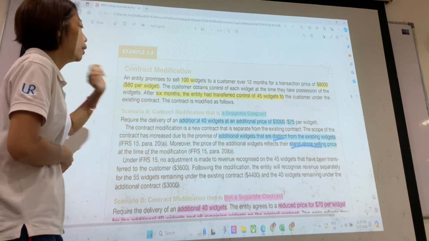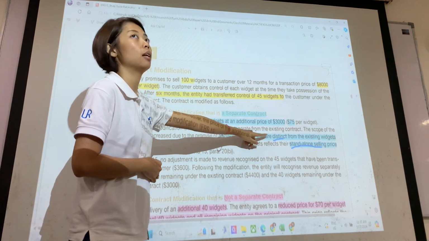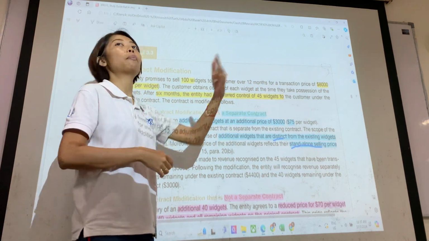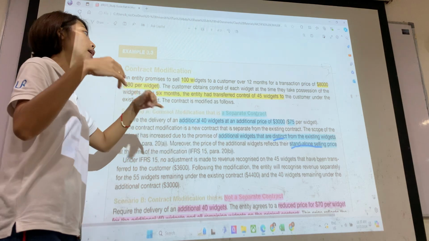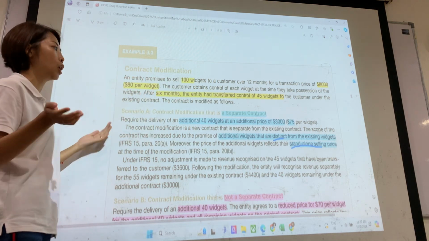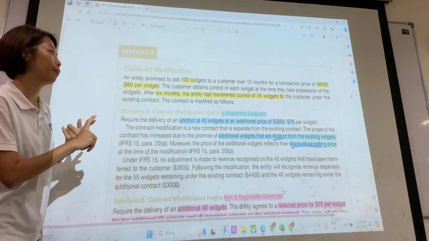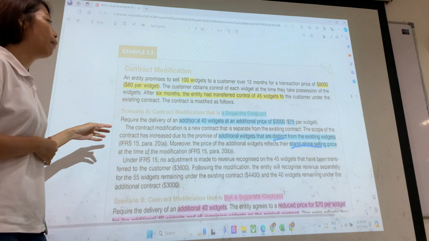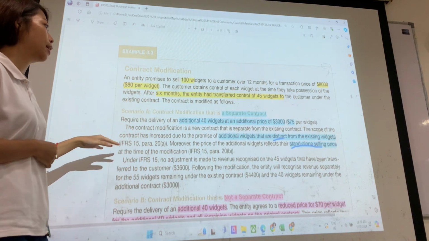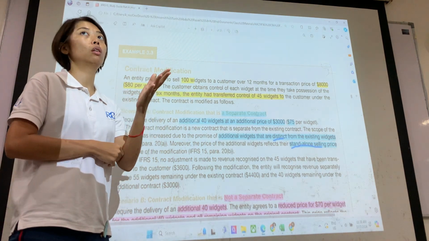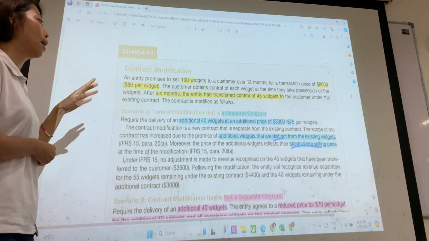Now, the additional widgets, they are distinct because you can sell them separately. They are separate from each other. They are independent from each other. Okay, so they are distinct. Number two, they reflect stand-alone selling price. They have their own price to be sold, and therefore these two are fulfilled.